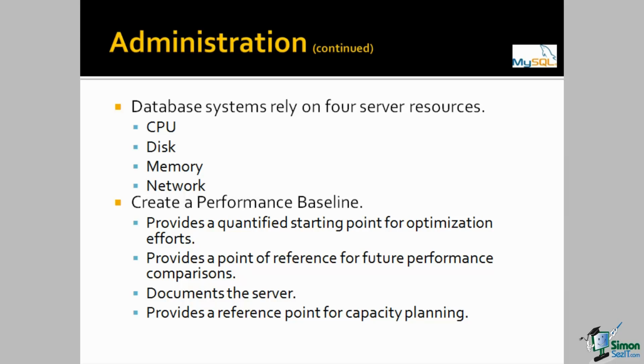The four resources on the server that the database is dependent on are the CPU, the disk storage, memory, and the network. In order to maintain the optimal performance of the database system, we need to have a starting point, a baseline measure of the performance of the server. This provides us many benefits. One, obviously, it gives us a starting point for optimization efforts.